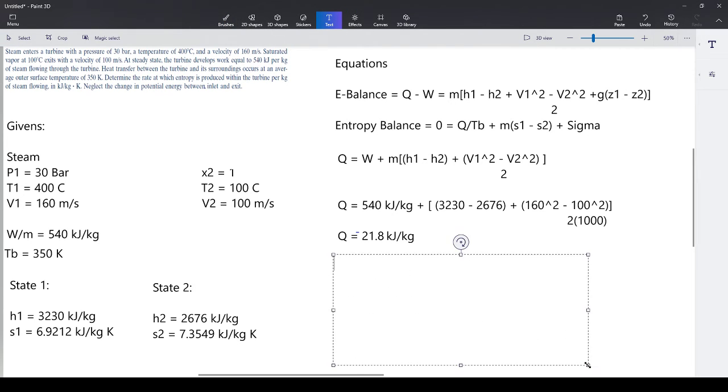So now that we have that, we can move on to our final part. The final part was to use this entropy balance to find sigma, the amount of entropy produced by the process. So now that we know that, we can do 0 is equal to Q over T_B, and this would be plus m, although once again m is kind of going away here, S1 minus S2. And then when we plug our numbers in, we get 0 is equal to negative 21.8 divided by our boundary temperature of 350 Kelvin.